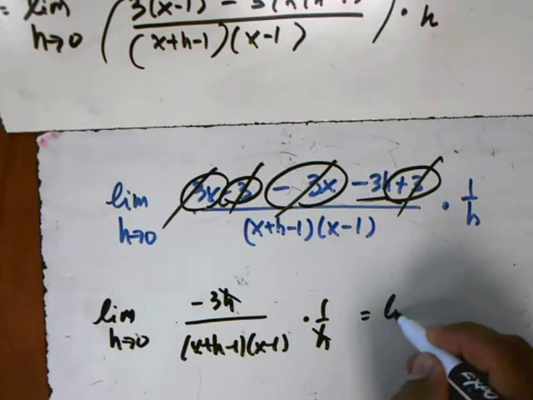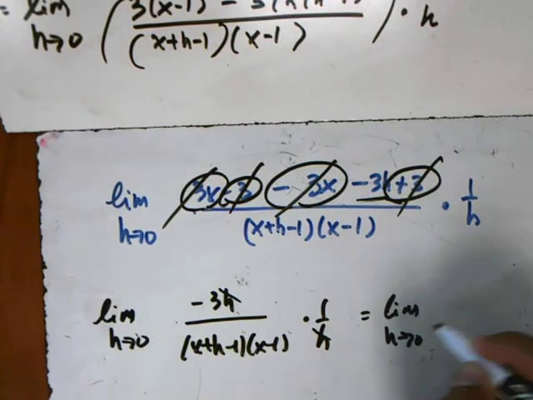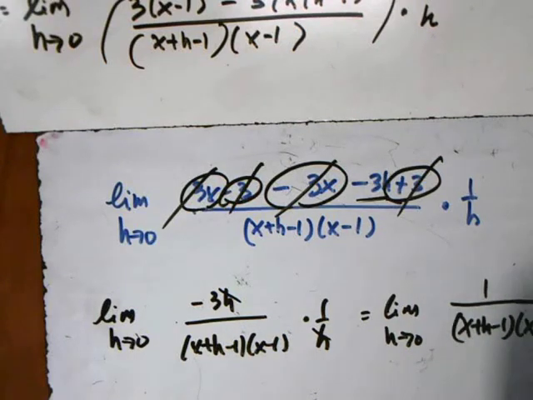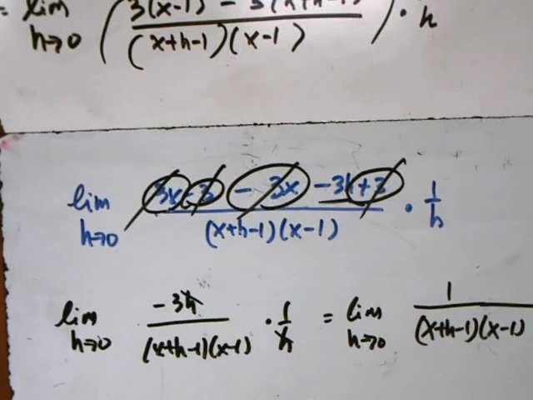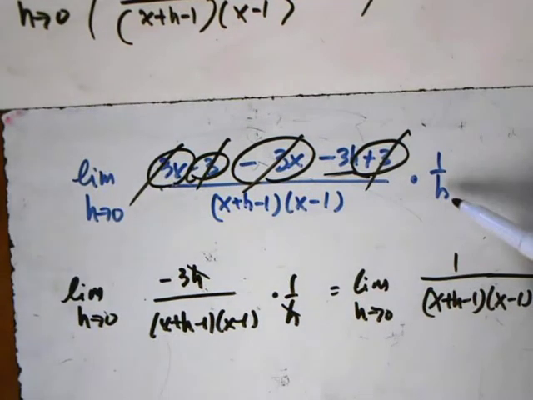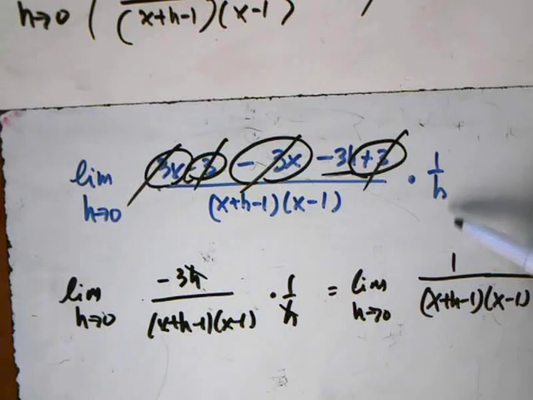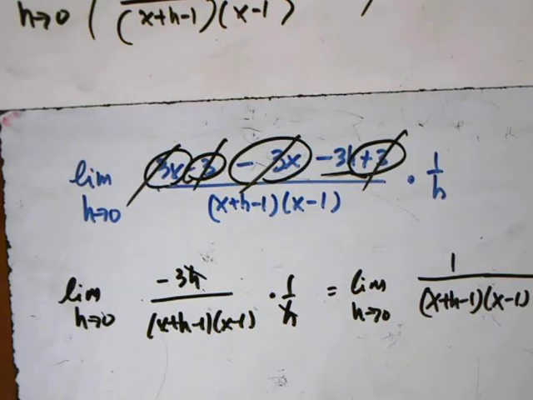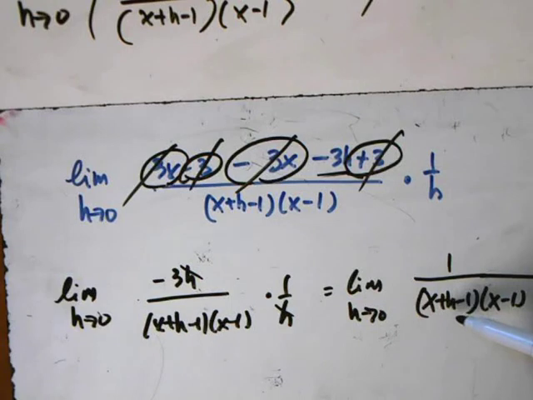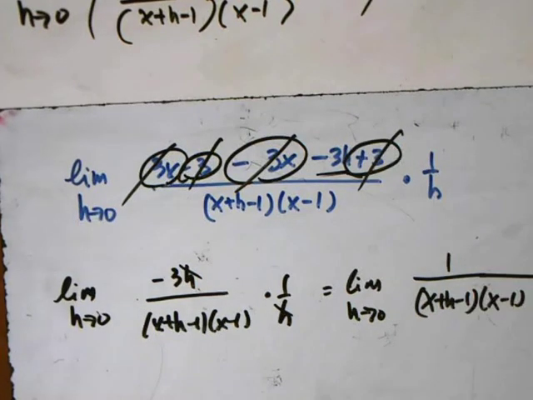And so this leaves me with the limit as h approaches 0 of 1 over x plus h minus 1 times x minus 1. And now that I'm able to remove the h variable from the denominator, I can substitute in 0 directly and get my answer from there. Now, if you notice here, there's another h in the denominator here, but that's okay because this one is not going to lead us to division by 0. It's got sort of other stuff around it.